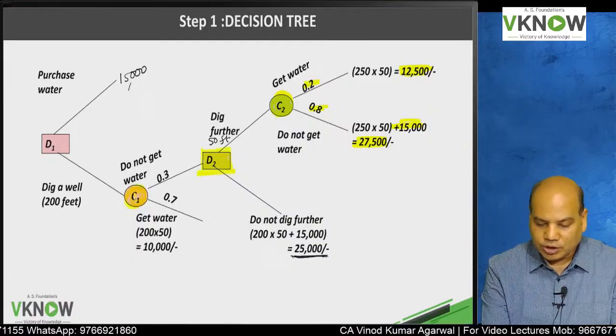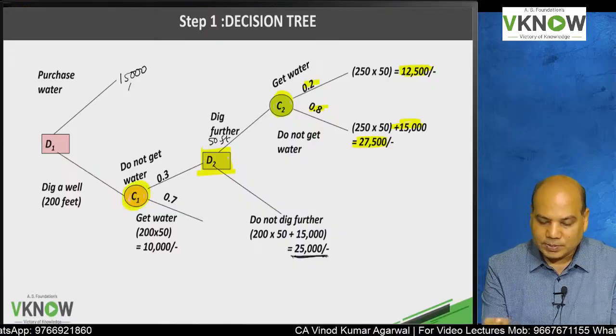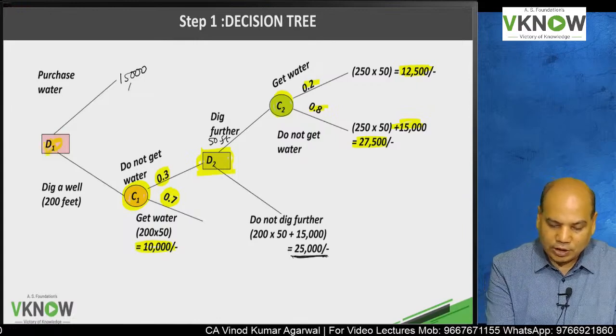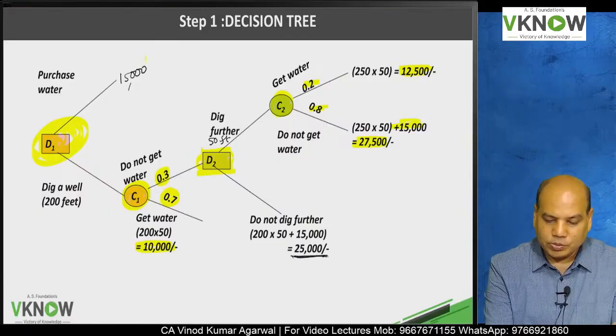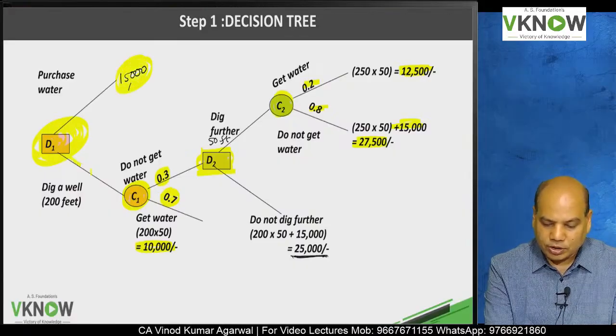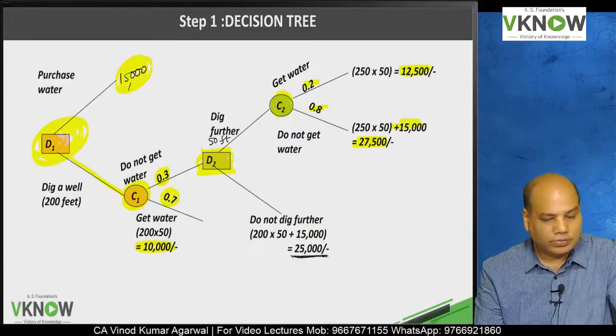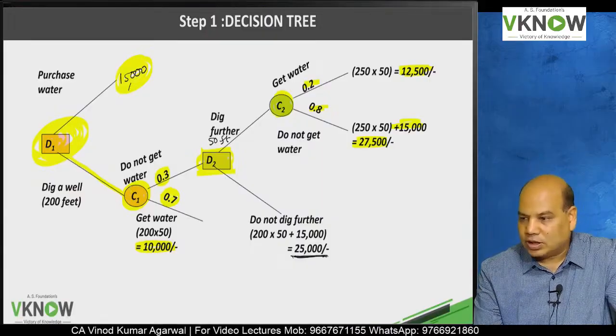Then I will value C1, which is again a chance node. I will compute expected value 0.3 into D2 plus 0.7 into 10,000. And then I will value D1. My objective is minimization of cost, which will be lower of 15,000 and the value of this C1. Not very difficult, just think about it.